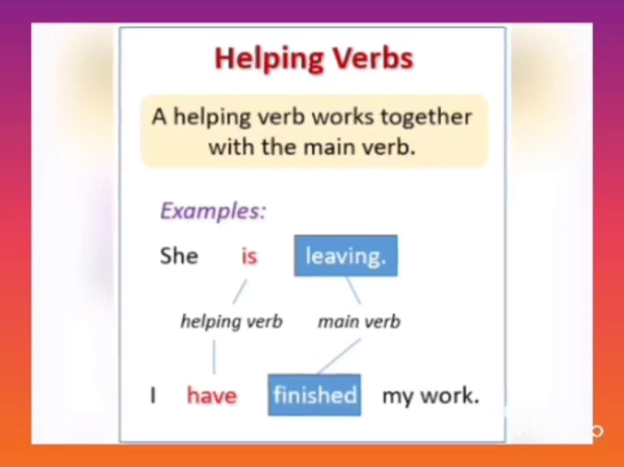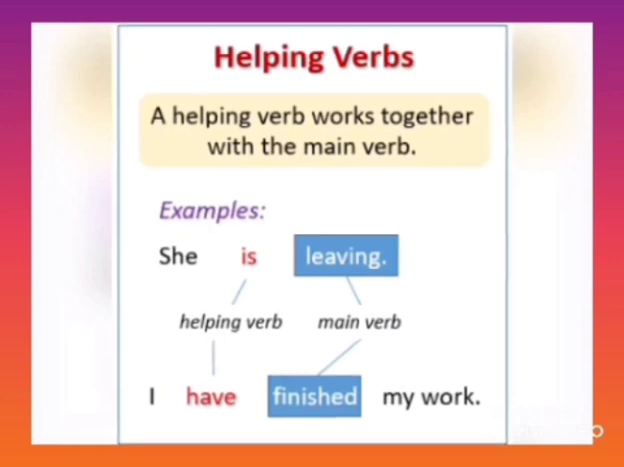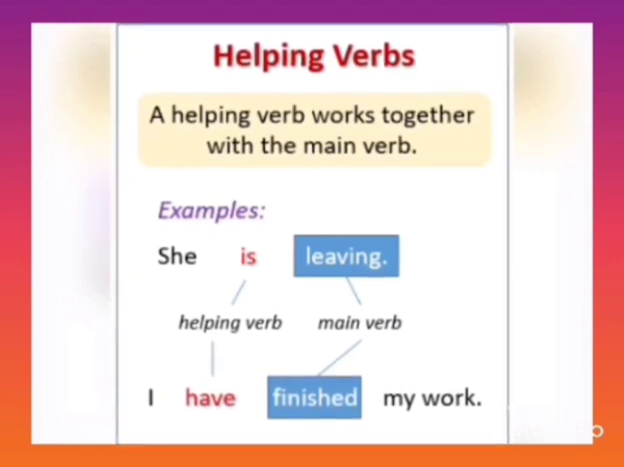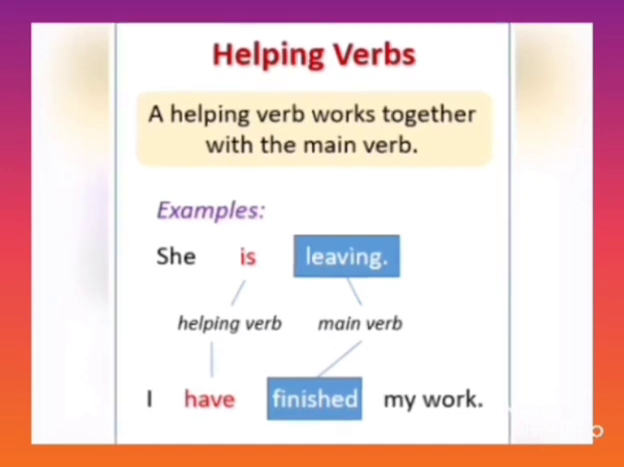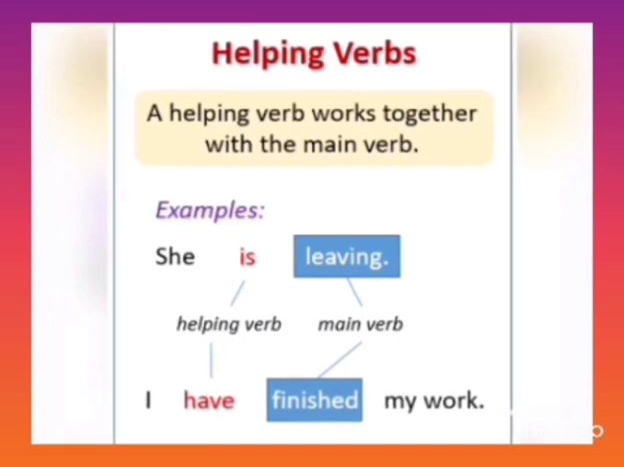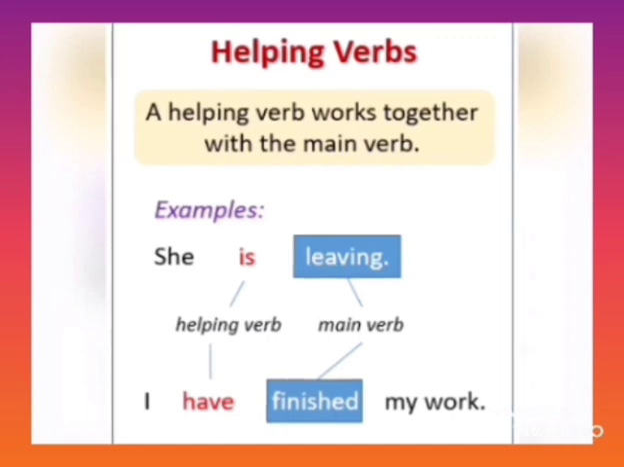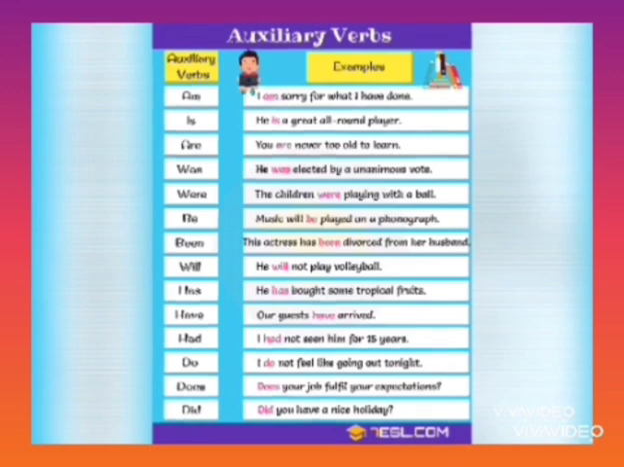A helping verb works together with the main verb, but a helping verb generally comes before the main verb. And the main verb always comes after the helping verb. She is leaving. Here is is the helping verb and leaving is the main verb. So you can see that is is just placed before the main verb leaving.